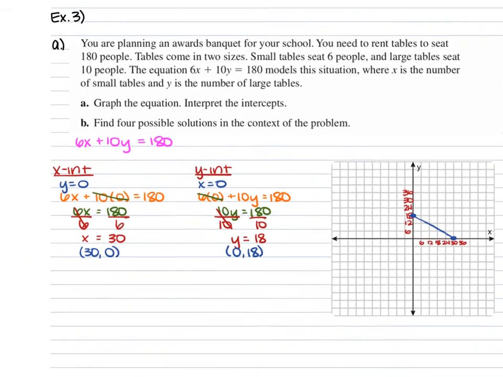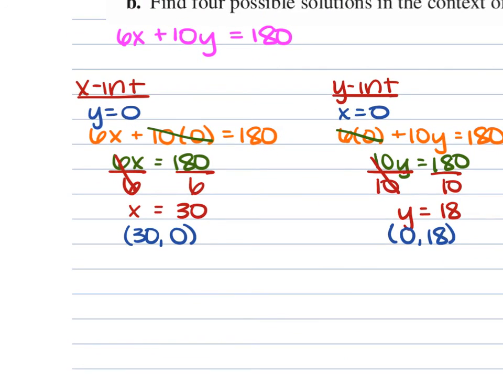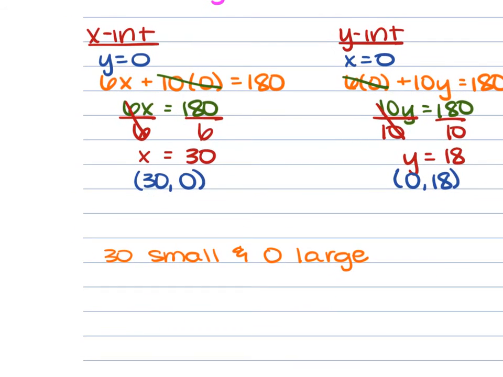Now it tells us to interpret the intercepts. Well, if you interpret the intercepts, y is equal to 0 means that your x value is the only one that you're working with. So that 30 represents the amount of x's, which is the number of small tables. So when you have 0 large tables, you can have 30 small tables. If the 18 is your y-intercept, then you have 0 small tables and 18 large tables.